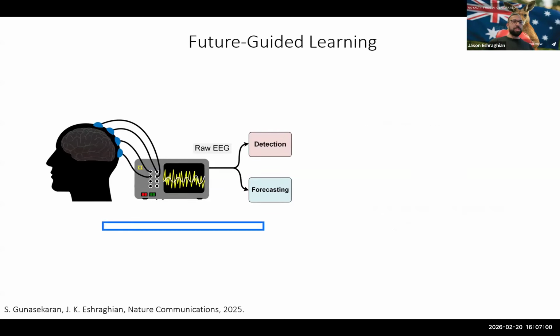We recently published this paper called Future Guided Learning, and it goes something like this. Hopefully this animation works through Zoom. You're moving forward in time, and then suddenly this detection model is going to say, ding, ding, ding, there is a seizure. But the problem with this picture is that 30 minutes ago, that forecasting model should have lit up, right? And in the event of a mismatch between these two models, then perhaps we should use the detection model to update the forecasting model.